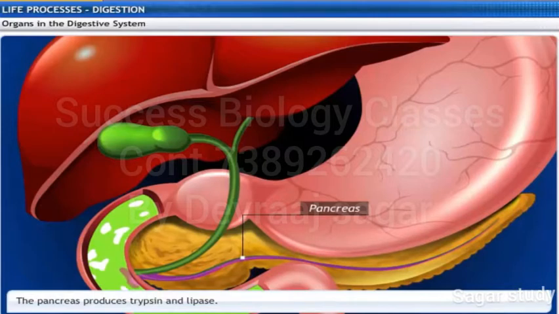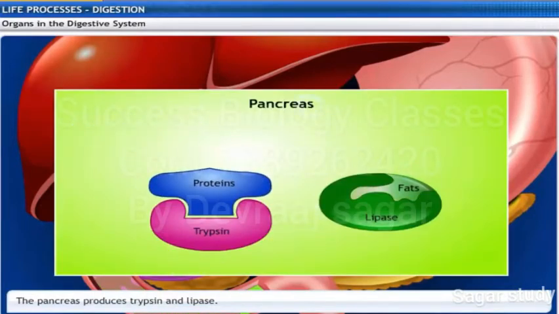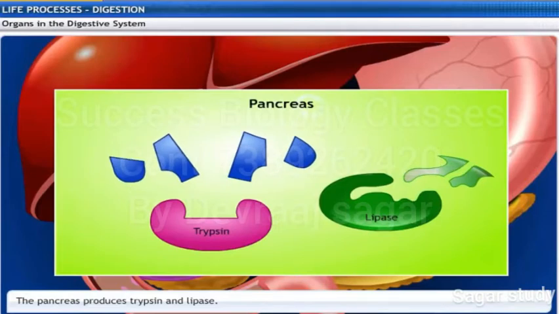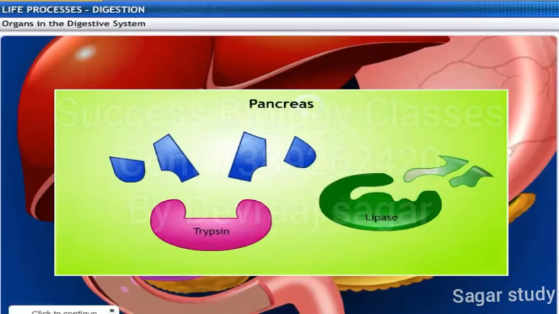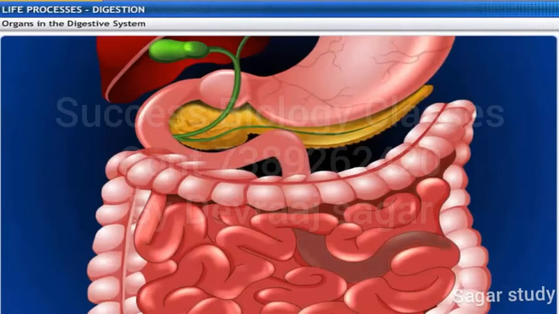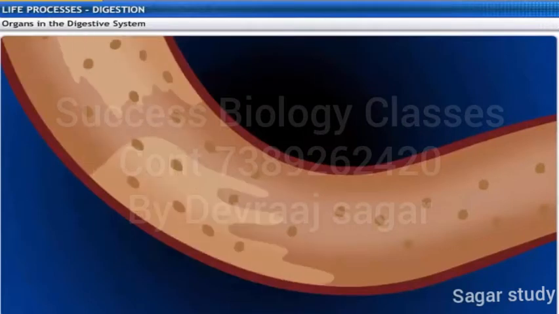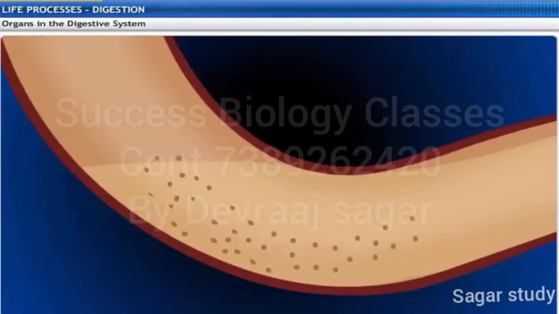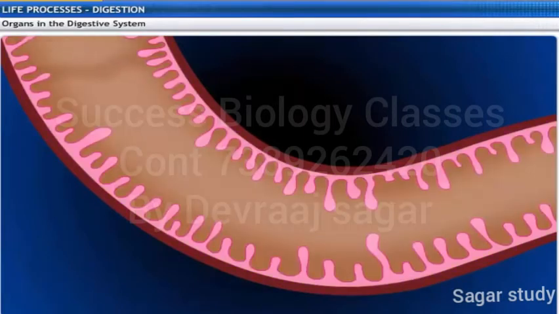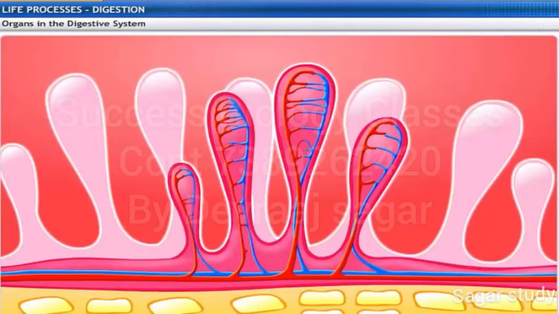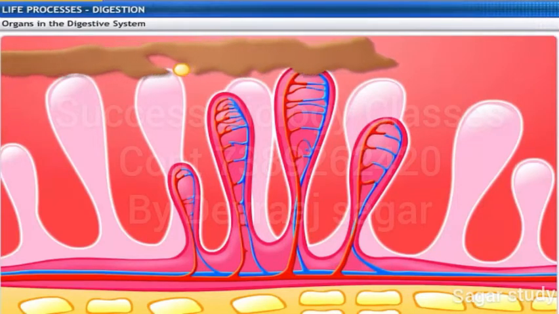The pancreas produces pancreatic juice that contains enzymes such as trypsin and lipase, which help to break down proteins and fats. The chyme now reaches the second part of the small intestine called the ileum. In the ileum, the intestinal enzymes act upon the food for further digestion. The inner walls of the small intestine have numerous finger-like projections called villi. Villi increase the surface area of the small intestine to ensure efficient and rapid absorption of nutrients. The villi are richly supplied with blood vessels which transport the absorbed food to all the cells in the body.